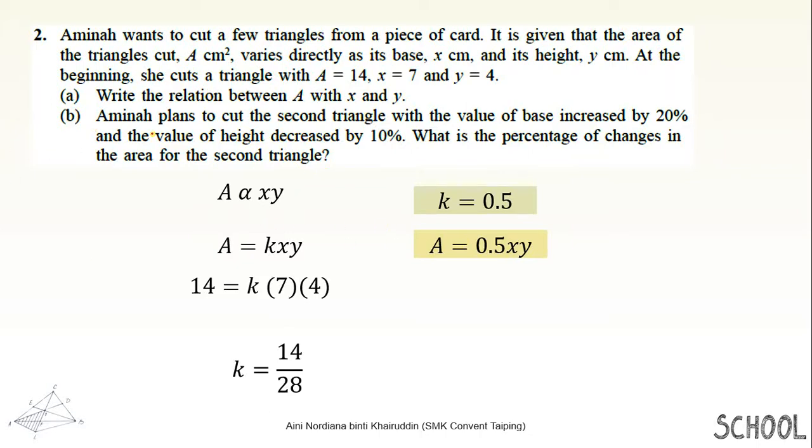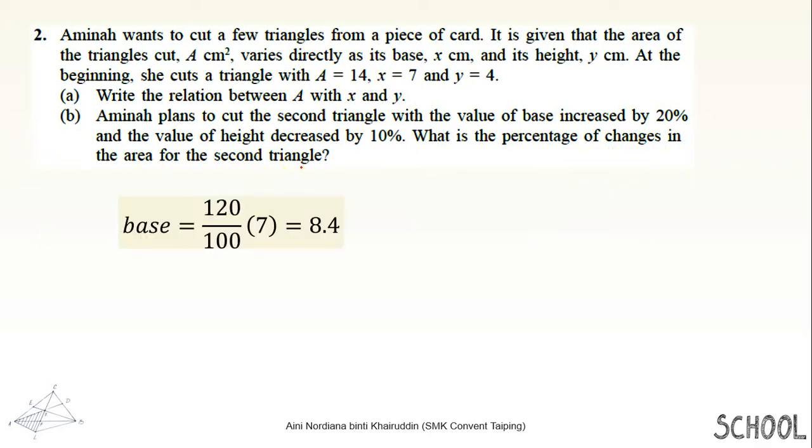For B, Amina plans to cut the second triangle with the value of base increased by 20% and the value of height decreased by 10%. What is the percentage of change in the area for the second triangle? So the base is increased by 20%. So 120% times the value of x here, 7, equals 8.4. So this is the base for the second triangle.